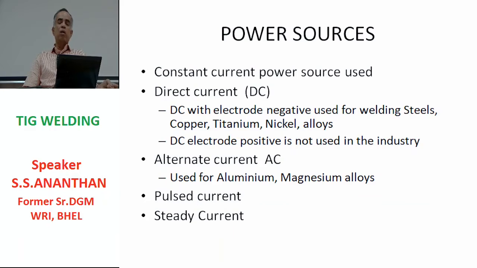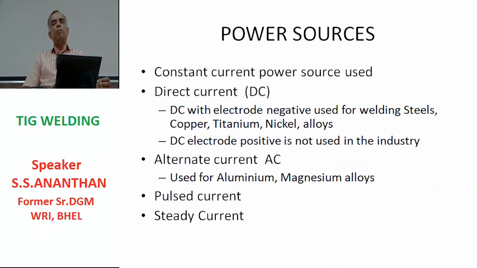And this particular system can use either direct current, that is DC, or alternating current, AC, and both are employed in the TIG welding process. In DC, the electrode negative connection is widely used in welding of steels, any amount of alloy steels, stainless steels, carbon steels, nickel alloys, copper alloys, titanium alloys, etc. The other type, DC electrode positive, is not used in the industry due to the very poor efficiency obtained in this process.